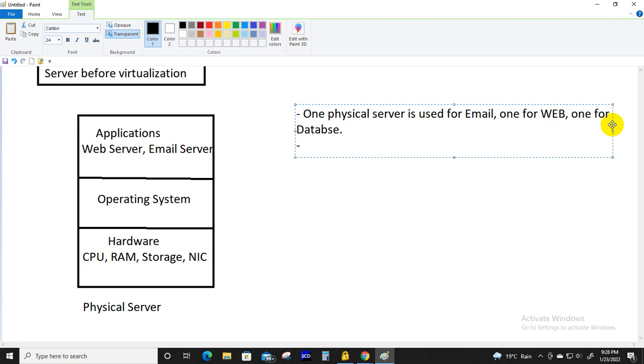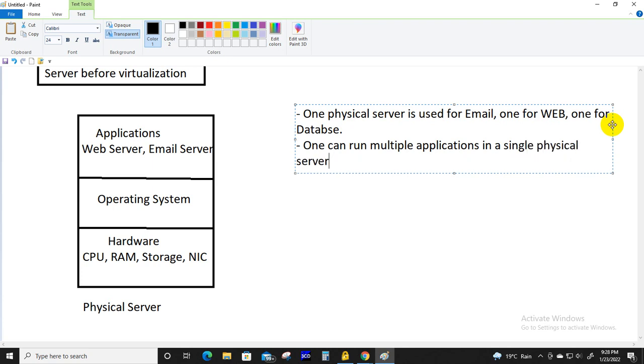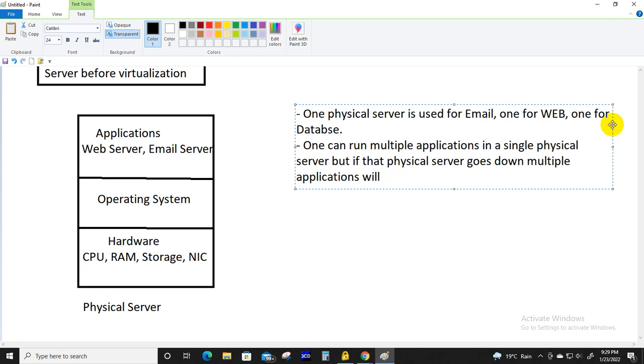We can run multiple applications in a single physical server. But if that physical server goes down, multiple applications will go down. So that's why we used a dedicated physical server for each application.